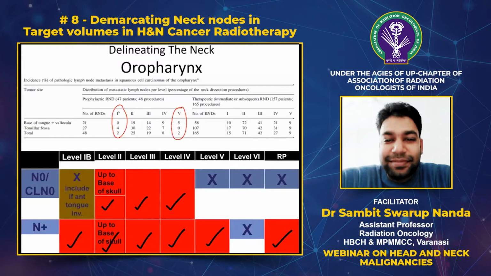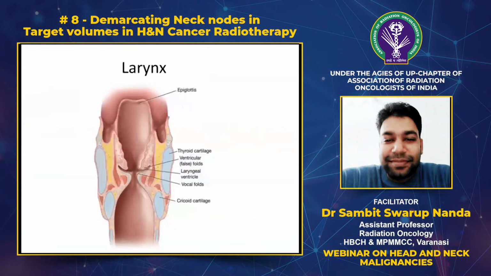The level 6 group of lymph nodes, that is the anterior compartment lymph nodes, need not be taken in this case. And as far as the retropharyngeal group of lymph nodes, we have discussed that if the disease is extending up to the nasopharynx or level 2 is involved and the node is high up in level 2, then the retropharyngeal group of lymph nodes is to be taken into consideration.